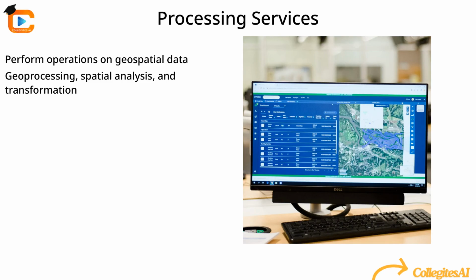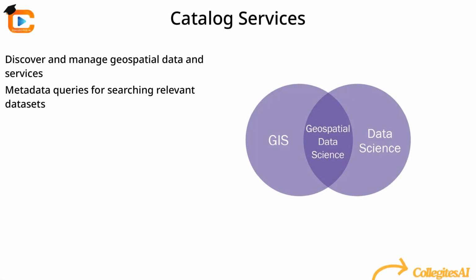Processing services perform various operations on geospatial data. These operations can range from simple tasks like coordinate transformation to complex spatial analytics. Catalog services provide mechanisms for discovering and managing geospatial data and services. Users can search for relevant datasets and services using metadata queries.